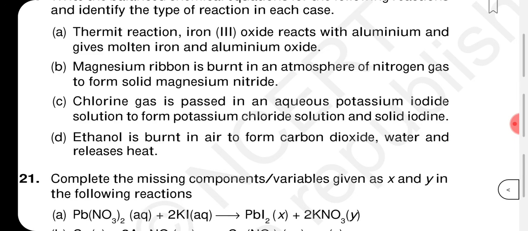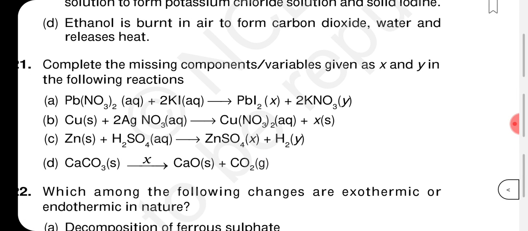Now let's move to the next question, where it is asked to complete the missing components or variables given as x and y in the following reaction. Whatever is in the form of x and y, you have to check whether it is balanced or not, and you have to write it. And for x and y you have to mention the state of matter, whether it will be solid, liquid or gas, in the bracket. So let's do this question.